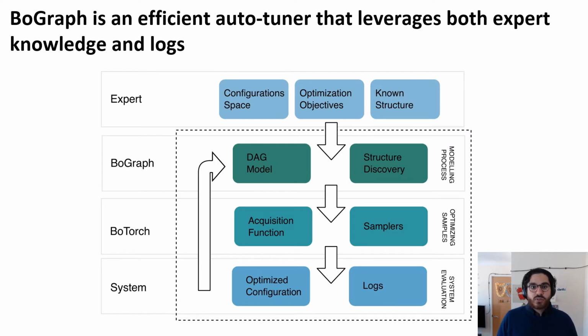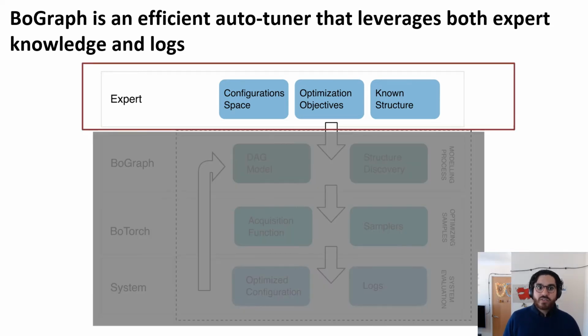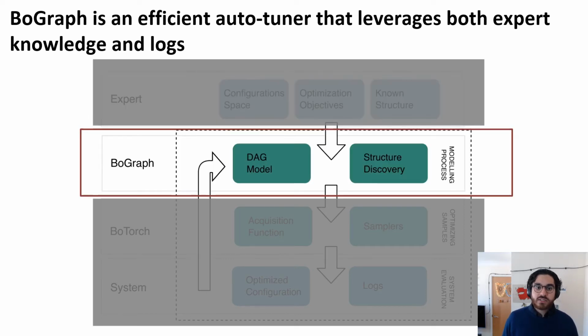BoGraph is our answer to the aforementioned challenges. It's a sample-efficient technique, leveraging both expert knowledge and data to build structure that optimizes many parameters in the fewest number of evaluations. First, it takes in any expert-provided knowledge, for example, the objective you want to optimize, such as latency, the parameter space, the parameters you want to tune and their values, and any structure you want to optimize. But then BoGraph grabs that representation and builds a graph model representing dependency of inner components of the system.